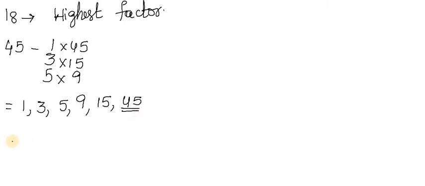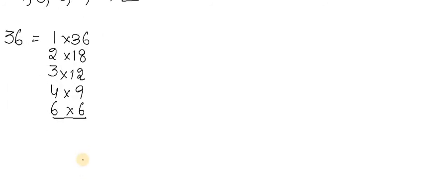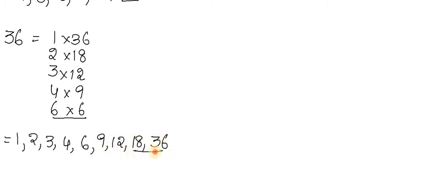Now in the same way we will write the factors for 36. 1 36s are 36, 2 18s are 36, 3 12s are 36, 4 9s are 36, 6 sixes are 36. When you get the same number repeated, we can easily say that the factors are completed. So first we'll write from up to down: 1, 2, 3, 4, 6, and no need to write the same number again, then 9, 12, 18 and 36.